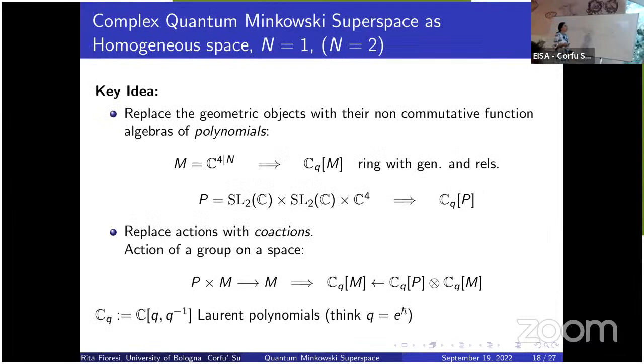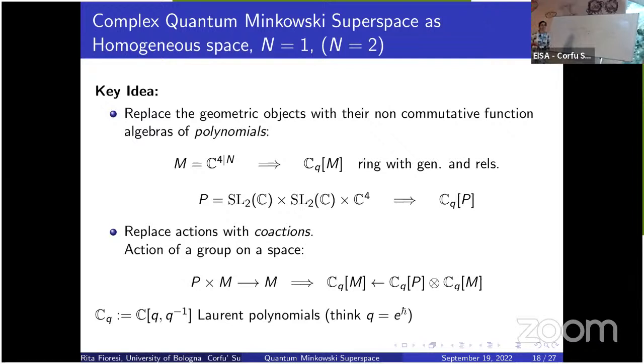Now, when you try to get a quantum object, the game is the following. You have your object, for example, you take complex Minkowski space, with 4 even and 1 odd, 2 odd, it depends on the symmetries, the dimensions. You replace your Minkowski space with the ring of polynomials on the Minkowski space.